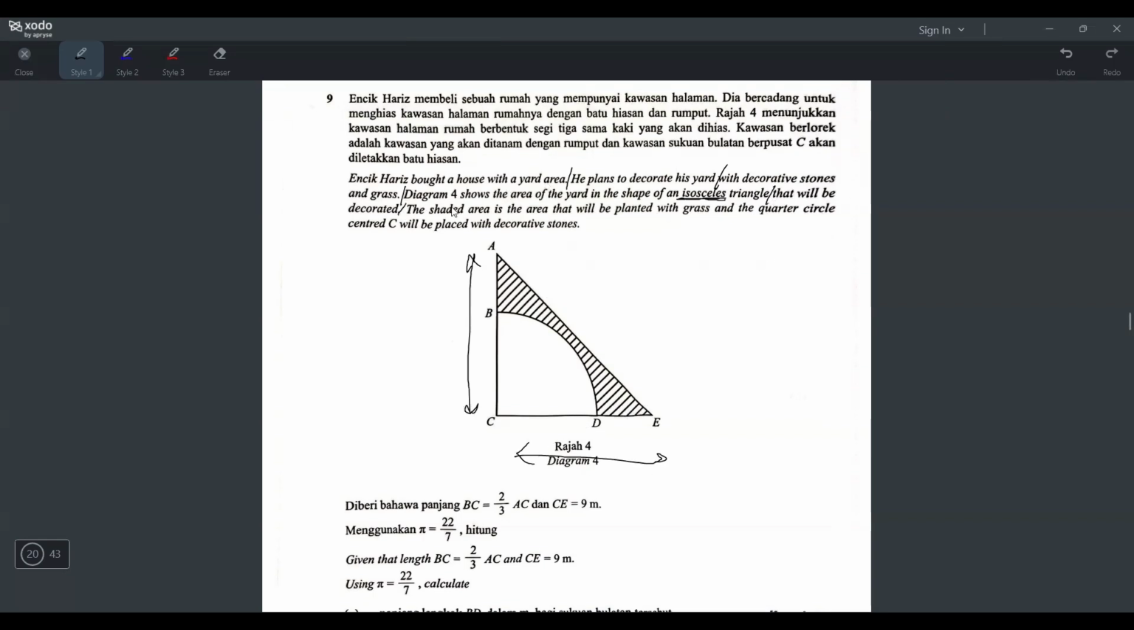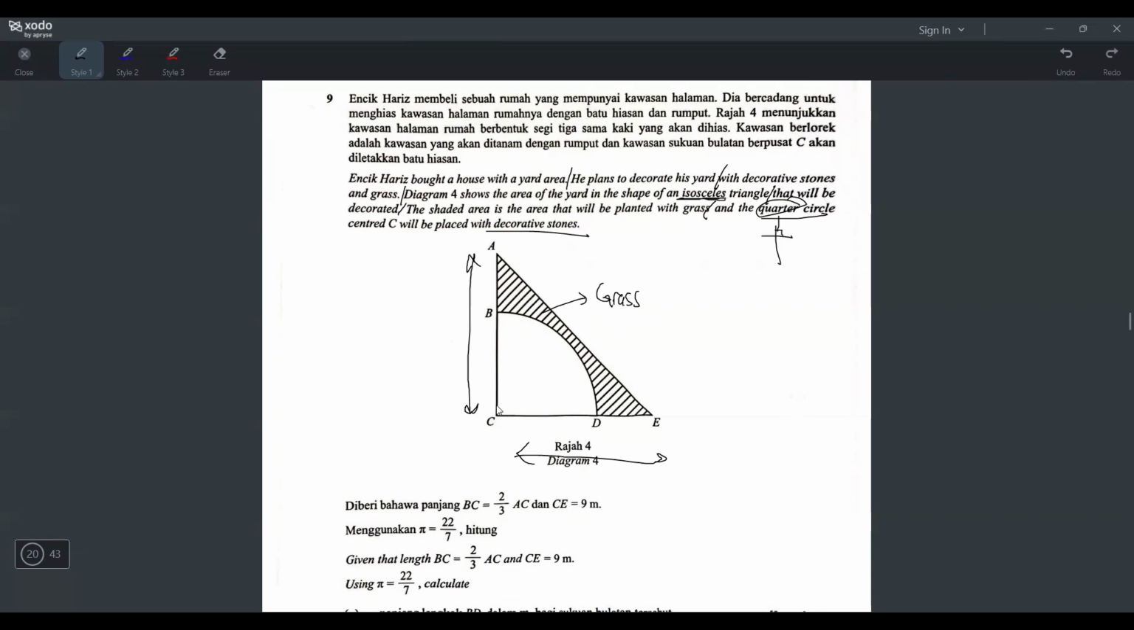That will be decorated. Okay, the shaded area is the area that will be planted with grass, and the quarter circle, center C, will be placed with decorative stones. Okay, this is important because it tells us which area is grass. So the shaded area, I will go to the shaded area like this and write grass. So later we know this is the grass area. And then the quarter circle. Wait, what is quarter? When you see the word quarter, quadrant, it means 90 degrees. So if they say quarter, it means this is a quarter circle.